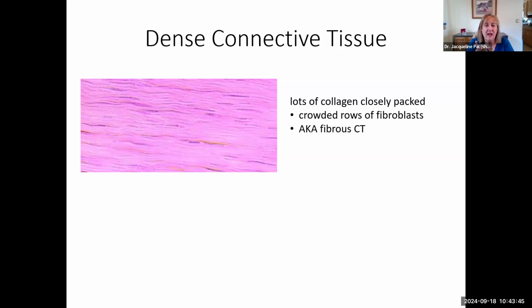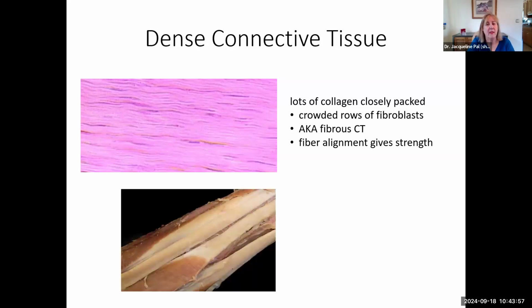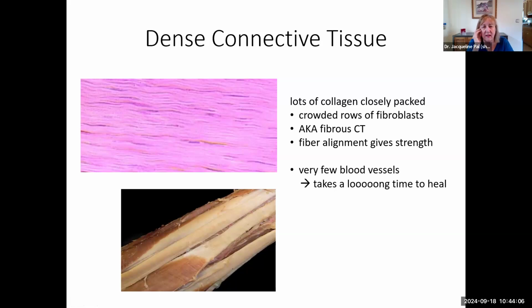All right. So because of this, dense connective tissue is sometimes called fibrous connective tissue, and you may hear me call it dense fibrous connective tissue just to help you remember what it looks like. And it's the alignment of these fibers that's going to give it its strength in the direction that those fibers are aligned. Now, this has very few blood vessels. Okay, it does have a few. And so a little bit of nutrition's coming in. There's going to be a lot of diffusion, but there's a little bit of nutrition. So what does this mean? It means it can heal, but it's going to take a long time.